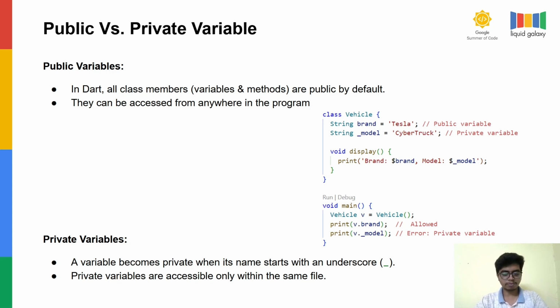You can try it on your own. You can create a class in one file and create an instance of that class in another file, and now you try to access the private member of that class. You will definitely get an error because you can't access a private member outside the file. You can access it from anywhere inside the file, there is no problem. But if you try to access it from outside the file, then it will simply give an error.